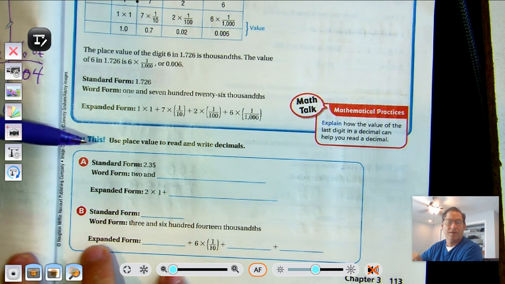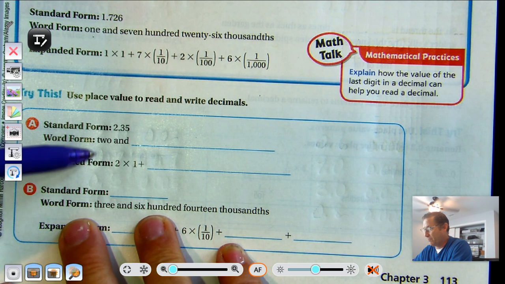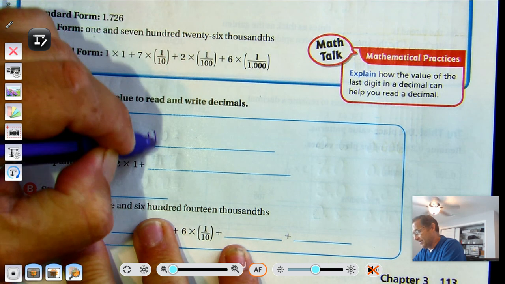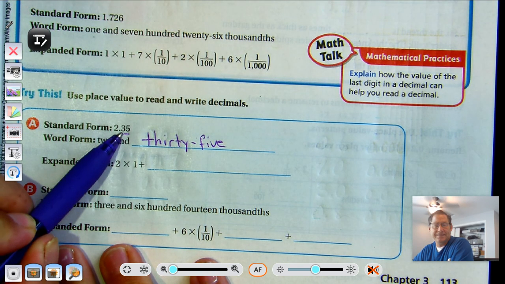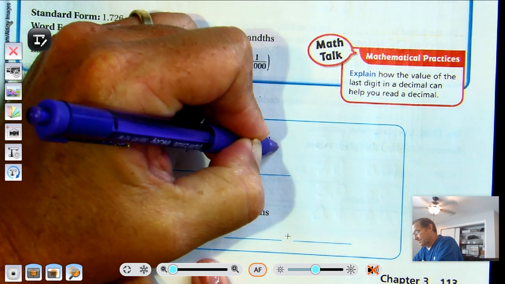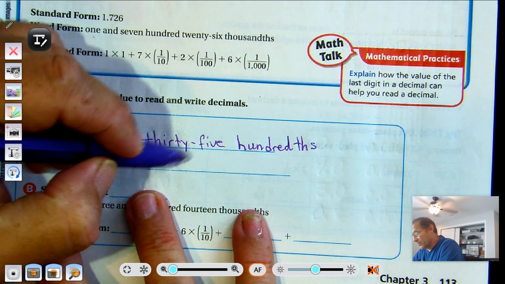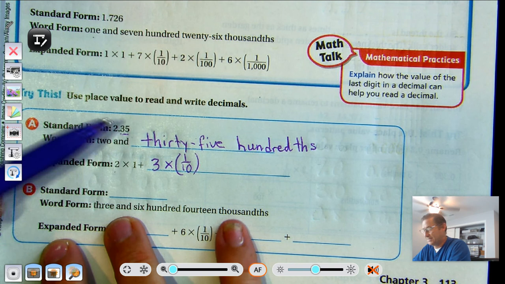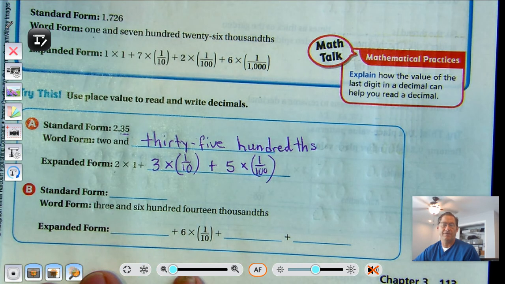Use place value to read and write decimals. So the standard form of this number is 2.35. Well, how do we say that? Well, to the left of the decimal means we have two whole numbers. We read the decimal as and. So 2 and then we have the decimal value. So let's just write the decimal value. It's 35. And what's the place value of the digit to the far right? Well, the 3 is in the tenths place and the 5 is in the hundredths place. So it would be 2 and 35 hundredths. Okay, expanded form. 2 times 1, the value of 1 is 1, plus 3 times 1/10, we have 3 tenths, plus 5 times 1/100, we have 5 hundredths.